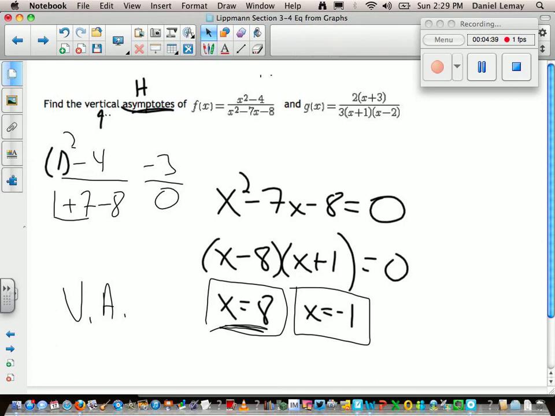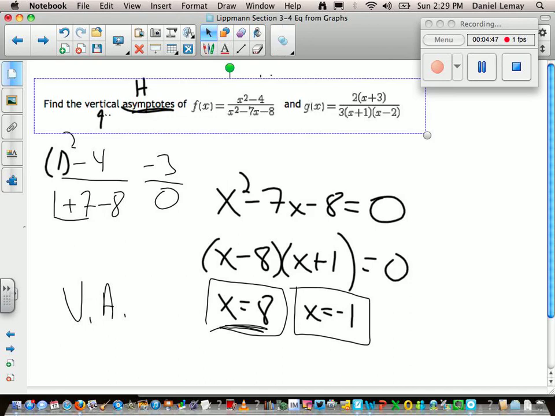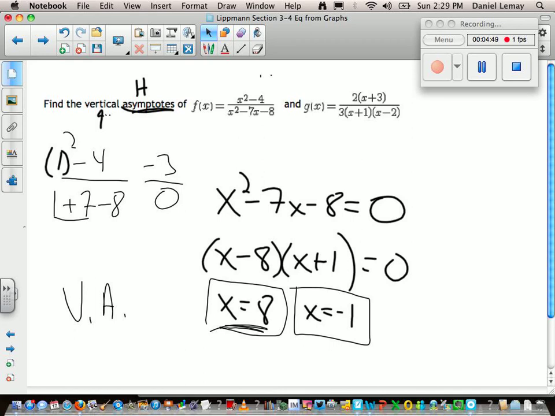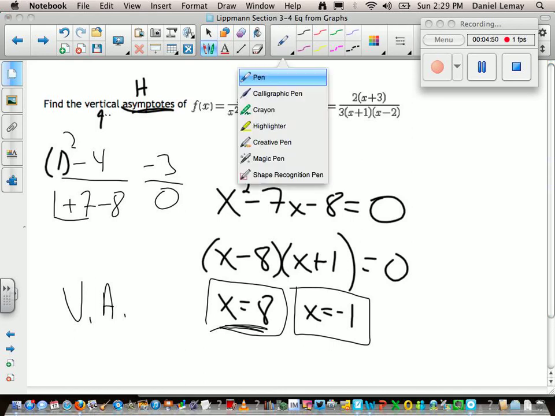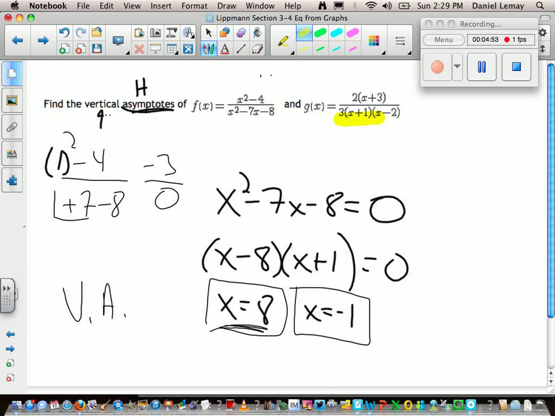So think about this. Now let's look at the second equation. They've already factored the denominator for us. Okay? I want you to look at that. Stop the video, look at that, and see if you can decide where the vertical asymptotes are happening.